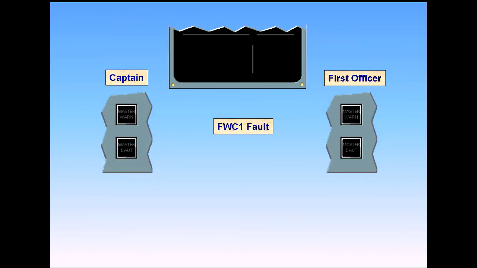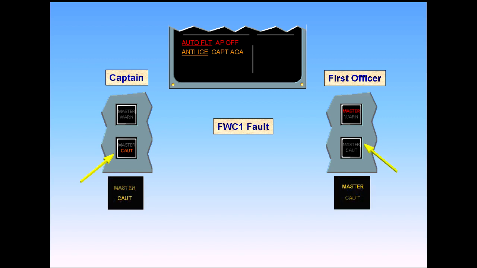As a result of the failure, if any other warning or caution is generated that would light an indicator, you will notice that only half of the lights are illuminated. In this example, with the Flight Warning Computer 1 fault, only the lower part of the captain's indicators and the upper part of the first officer's indicators are illuminated. Note, if FWC-2 had failed, the lights would be reversed.